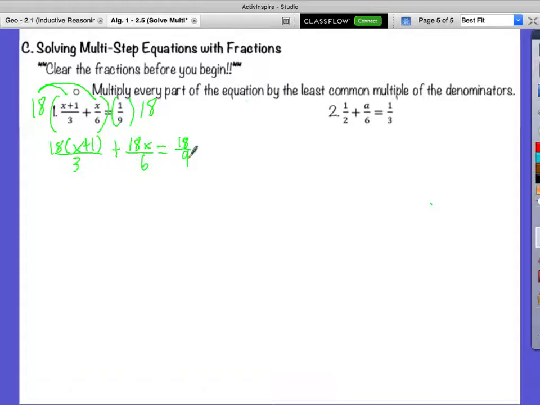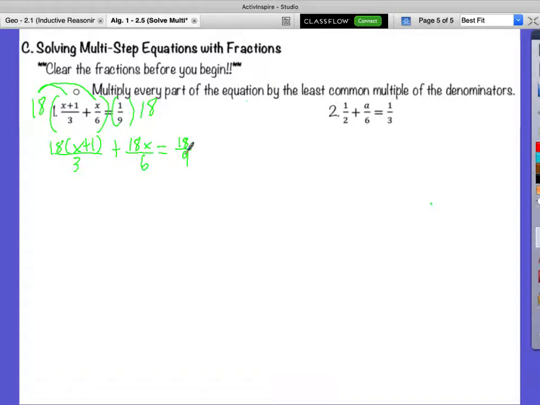Okay. So right now, I just rewrote it. I took 18 times this first fraction, 18 times the second fraction, and 18 times our third fraction there, okay? I just took 18 times those numbers.